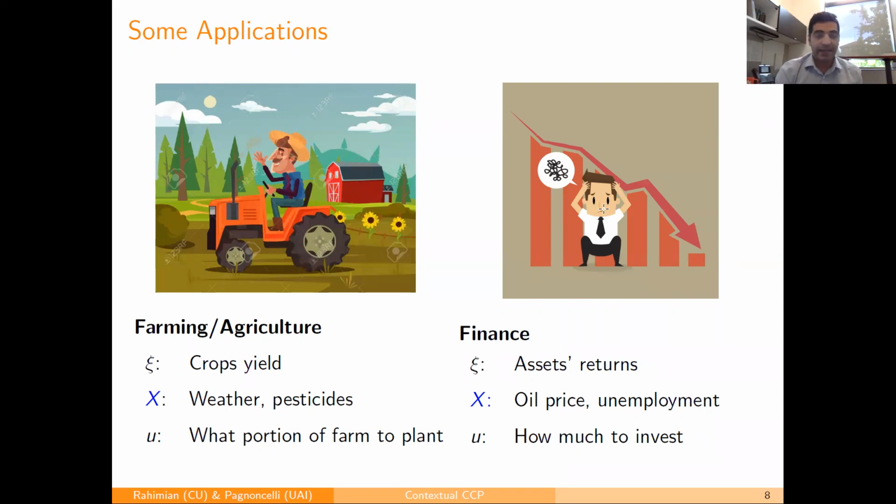In the farming, in the agriculture example that I mentioned, you can think of contextual information, the site information, as the weather parameters. Perhaps precipitation and humidity parameters can be something that you need to think about and take into account when you are thinking about the crop's yield, because these factors would affect the crop's yield. You can also think about the type of pesticides that you have used in the past or the type of pesticides that you're going to use when you're making the decision today.